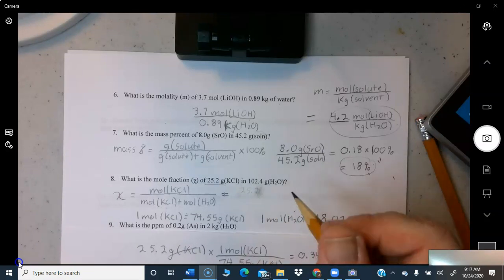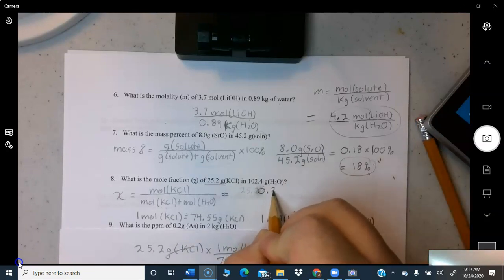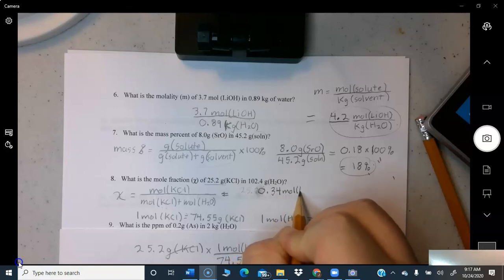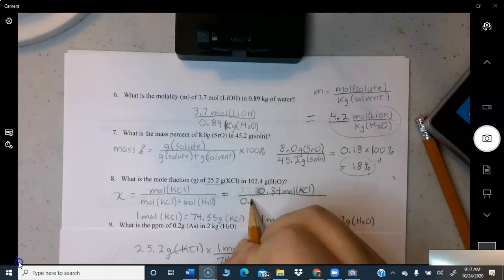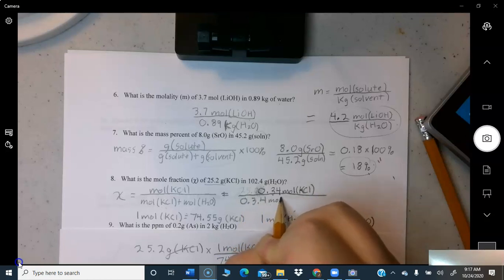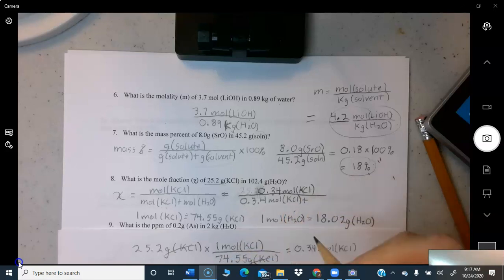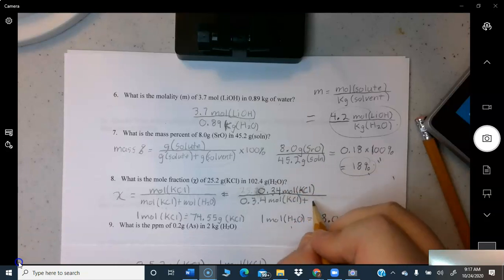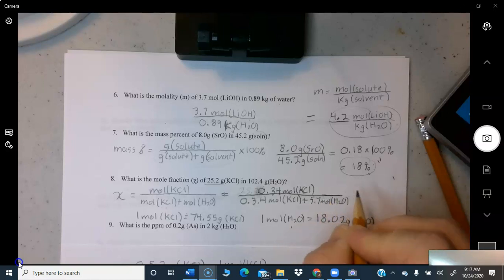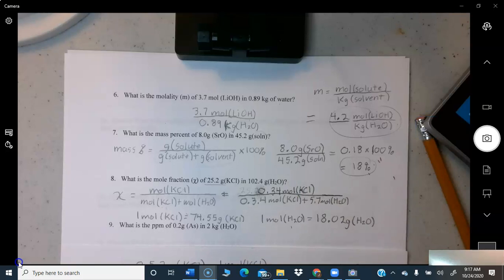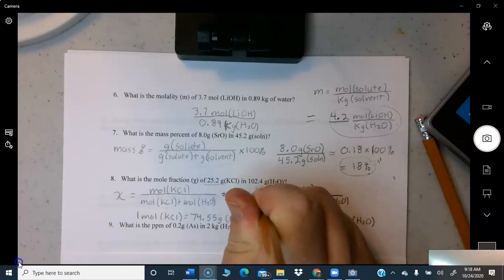Okay, so I'm going to come back here, and on the top I have 0.34 moles of KCl, excuse me, over 0.34. And then you have to add that to the moles of water. That's the 5.7. Okay, so you're just going to add those up, and you do not multiply by 100 with a mole fraction, and it's misleading, the name a little bit. It's not really a fraction. Okay, by the way, it should be 0.34. I don't know why I wrote that there.